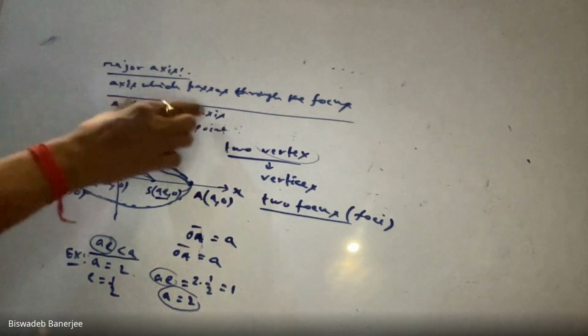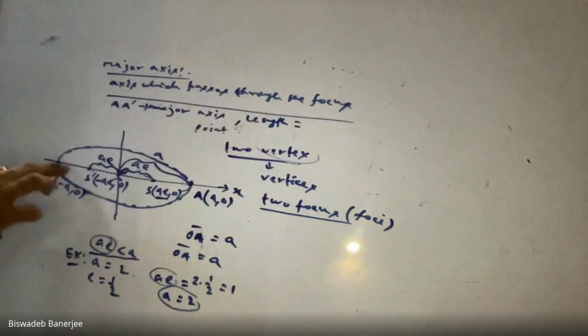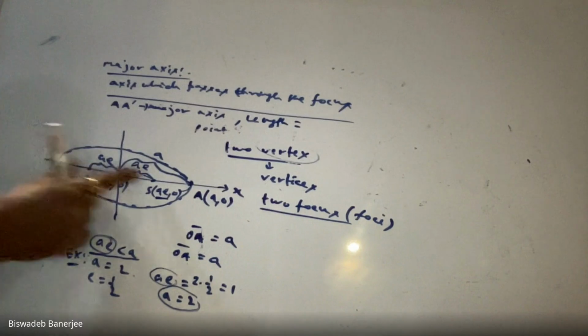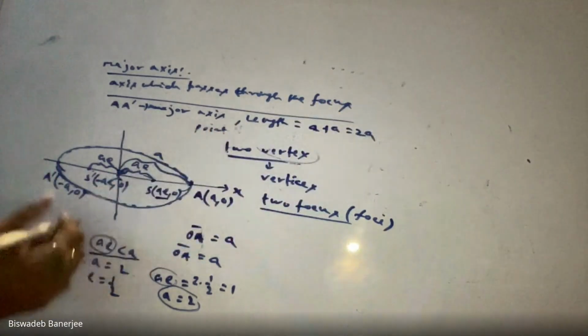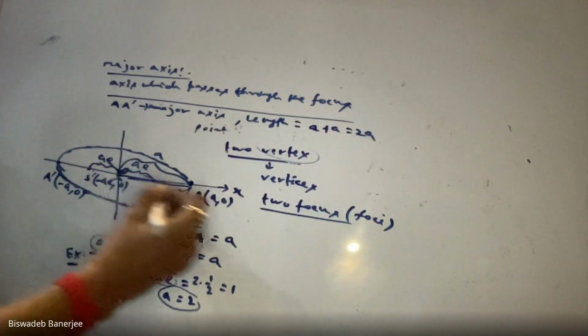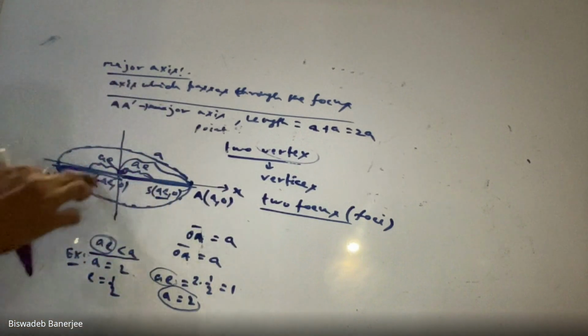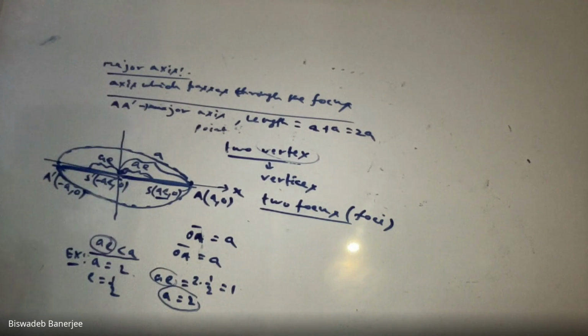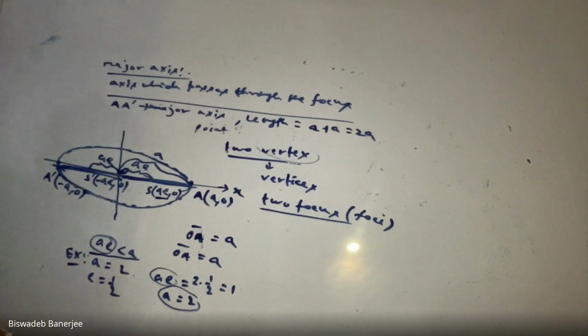And what is the length of this major axis? This is a, this is also a, giving you a plus a equal to 2a. Because this length is a, this length is also a, a plus a gives you 2a. So 2a is the length of the major axis.